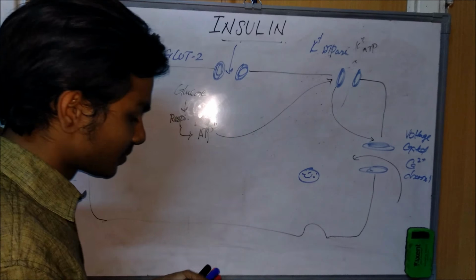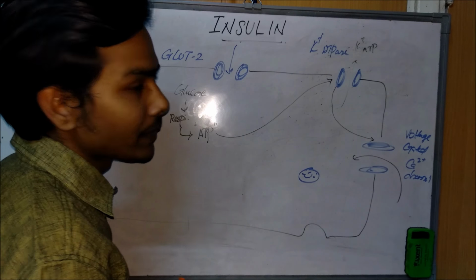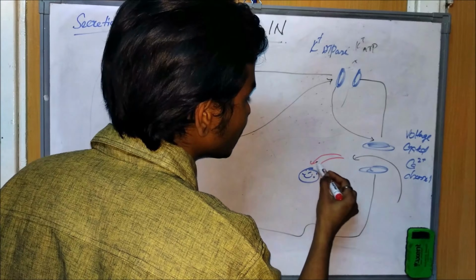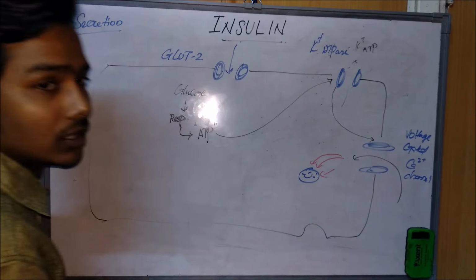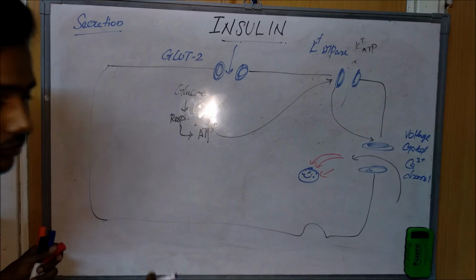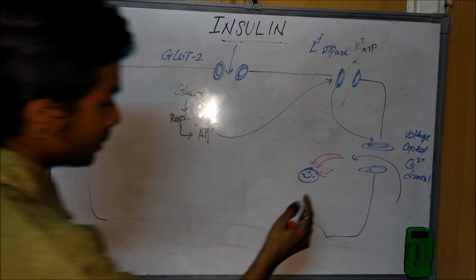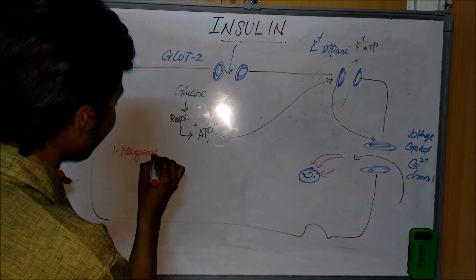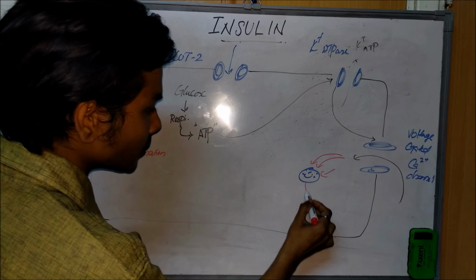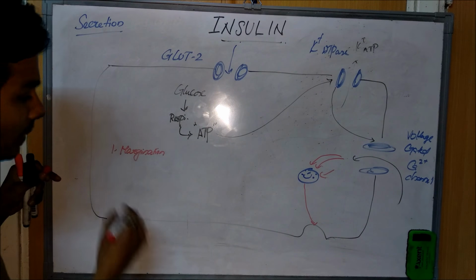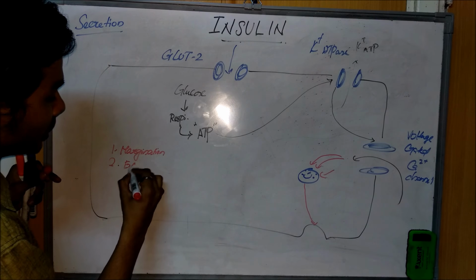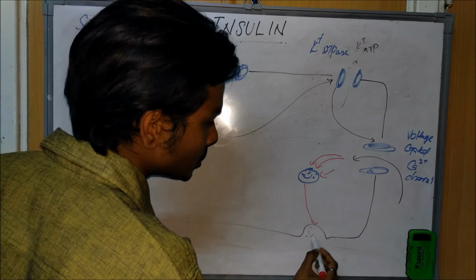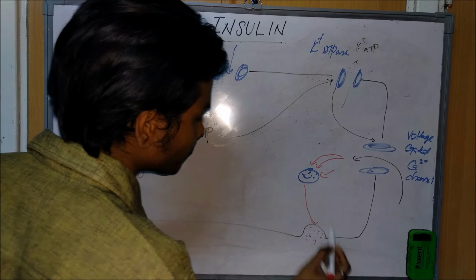So this calcium will attack the vesicles which present insulin. There is a presence of insulin. So this insulin, by the process of margination, will go to the cell surface, to the plasma membrane, and by the process of exocytosis, this insulin will be pushed out from the cells.